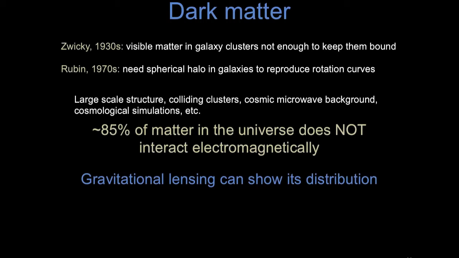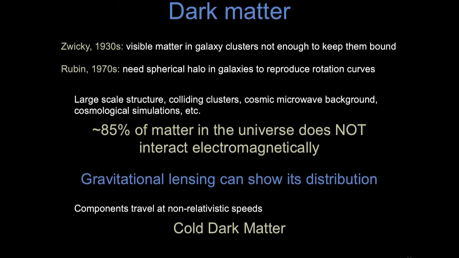And also, we know that the components, whatever makes up dark matter, travel at non-relativistic speeds, because otherwise the universe would coalesce in a different way. So the leading model that explains our observations is the cold dark matter model.